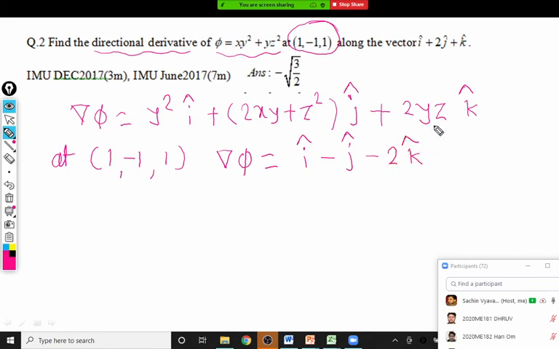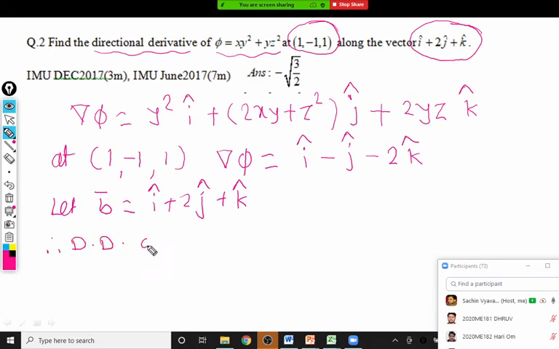Correct, very good. So the next step: this is the directional derivative, or the rate of change, of this function phi at the point 1, minus 1, 1. But we want this rate of change along a given direction. So what should we do? Let us first assume that direction. Let b bar be that direction, which is i plus 2j plus k. Therefore, the last step is left now. We want this directional derivative.